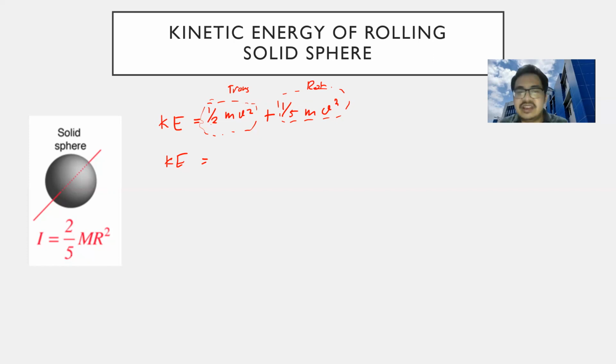Oh my God, this is fraction, yeah. So we need to make the divisor of the fraction equal. So we should make this as divided by 10. So here we have 5 divided by 10 is equal to half, right? mv squared plus 1 by 5 is equal to 2 by 10 mv squared. So it equals to 7/10 mv squared.